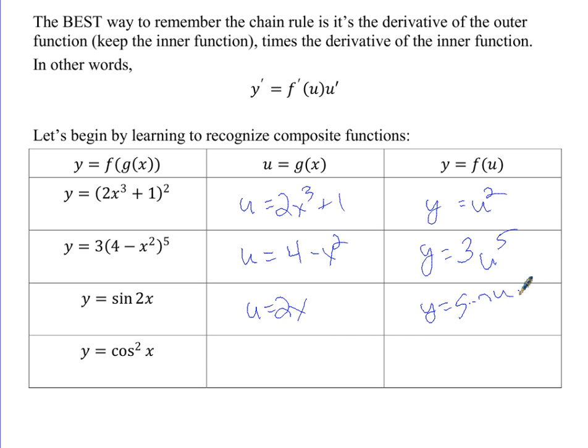Cosine squared is the function you're looking at. Why? Yes. If you rewrite this as cosine x squared, now you can easily see that the inner function here is cosine. So u equals cosine x, which makes y equal u squared.